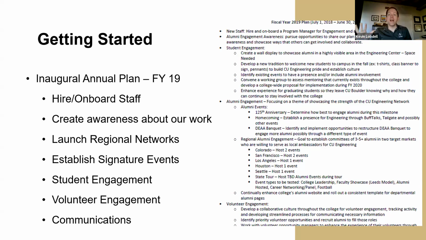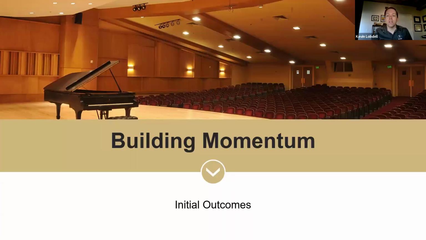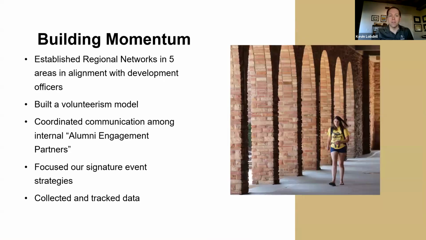So figuring out what that cadence was going to look like, what our team would own versus what our college marketing and communications team would own. So now I'll start to talk about our initial outcomes as we were beginning to build momentum in that first year and rolling out some of those plans. So we established 5 regional networks in the first year.